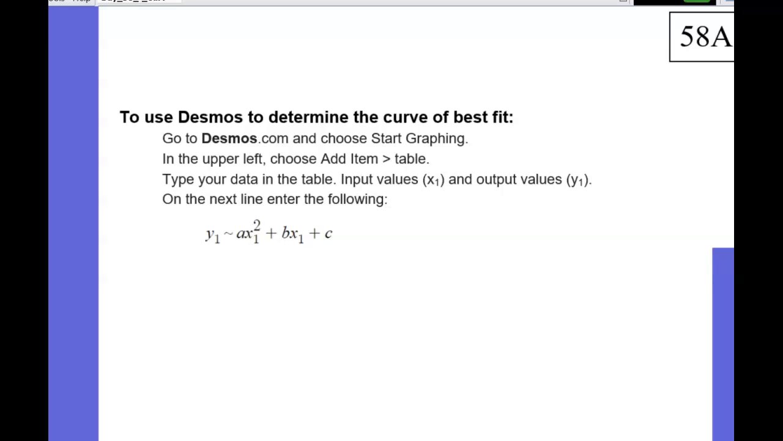Hey guys, welcome back. Today is day 58 and today we're going to talk about the curve of best fit. We're going to use Desmos to determine the curve of best fit. It's going to be very similar to how we did line of best fit.